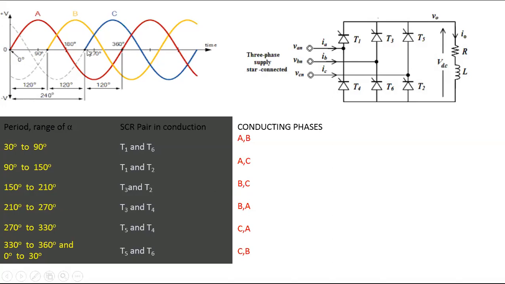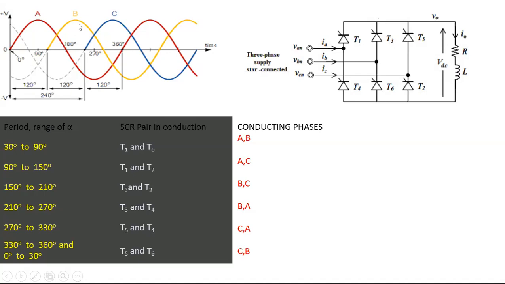Now 210, let us take 210. From 210 to 270, come on. One student already mentioned it is nothing but B. B is occupying maximum space. Therefore, as B is occupying its maximum space, once again the direction of the current starts from the point B, and when B is on, the current flows to T3, and T3 to the load.